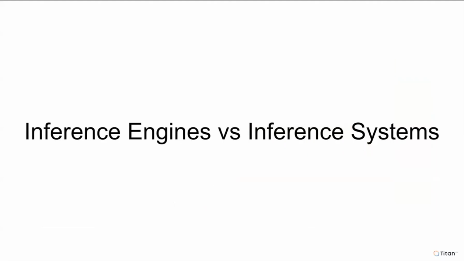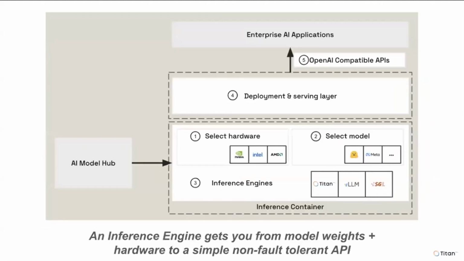So firstly, let's talk about the difference between inference engines versus inference systems. This gets confused a lot, I think, by the market, when people just think an inference system is like, oh, well, isn't that just VLLM or Ollama or something like that? And there's actually a lot more to it than that. So here is a representation of what an inference engine is. Well, an inference engine gets you from my model weights over here, so some kind of open source model, maybe the Llama 4 model that just came out, some hardware that I deploy it on, and then my inference engine turns that into simple, non-fault tolerant APIs that I can start inferencing.